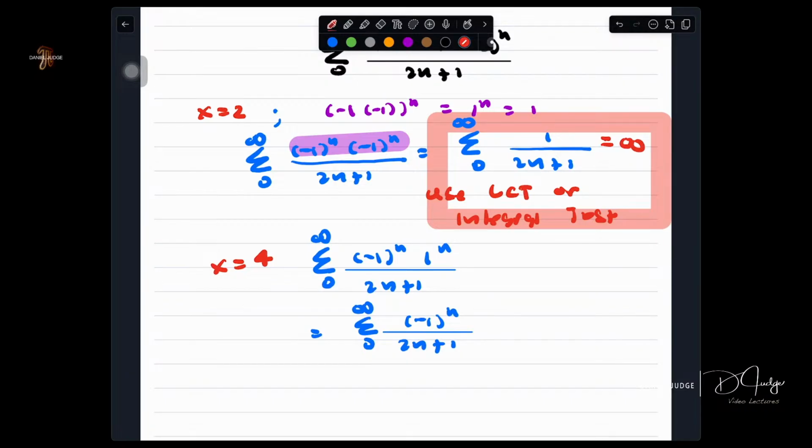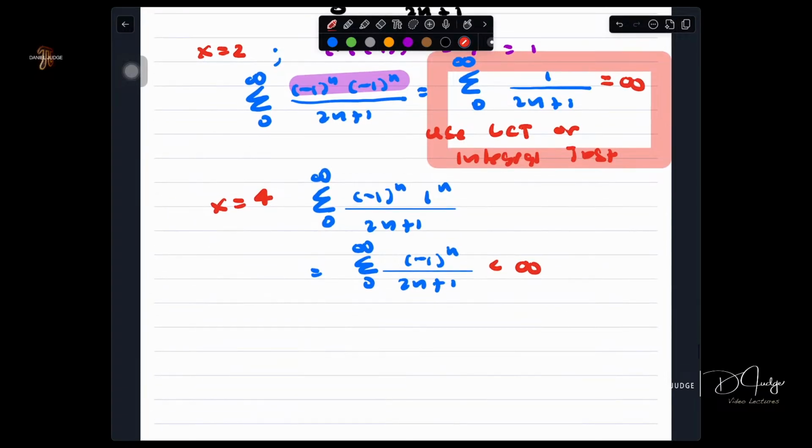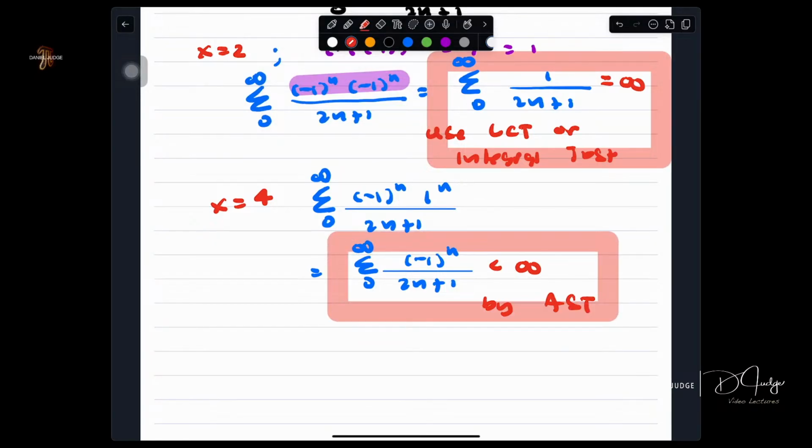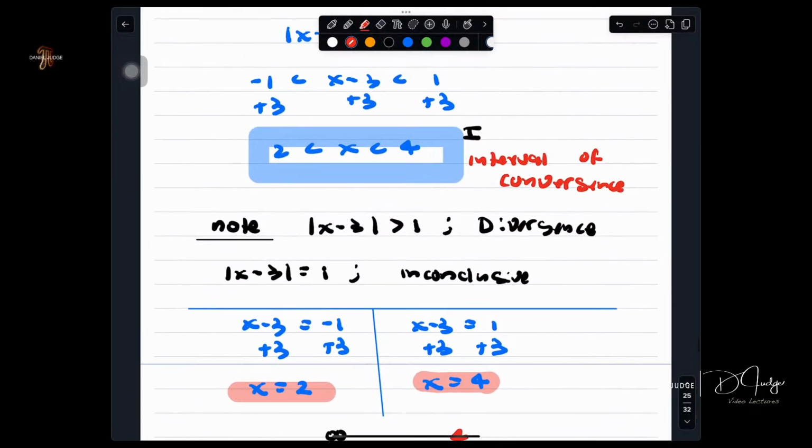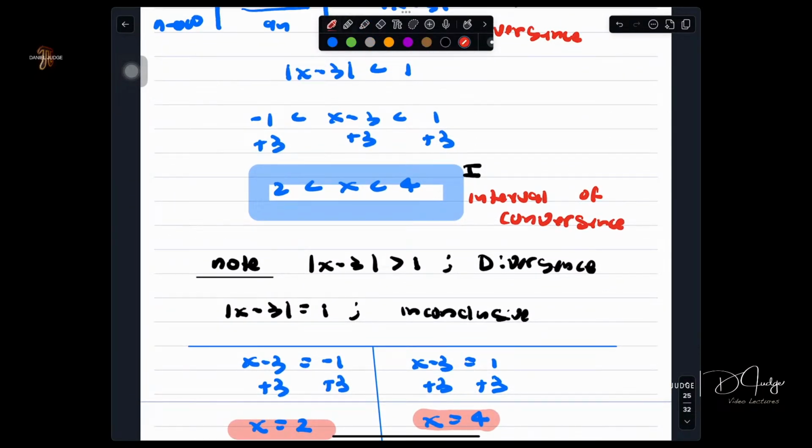And this here converges by the alternating series test. So it converges. So we got convergence only when x is 4. So we're going to have to include the endpoint only here when x is 4. So really, as an interval, it's the open endpoint 2, closed 4. It's a half open, half closed interval. Include the value for x is 4. This is your interval of convergence now.